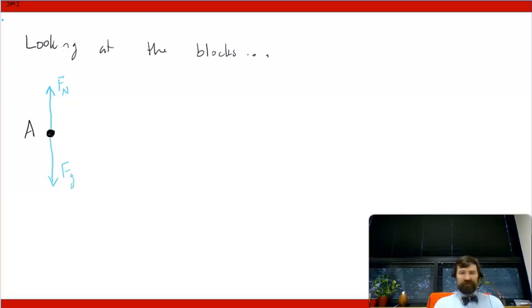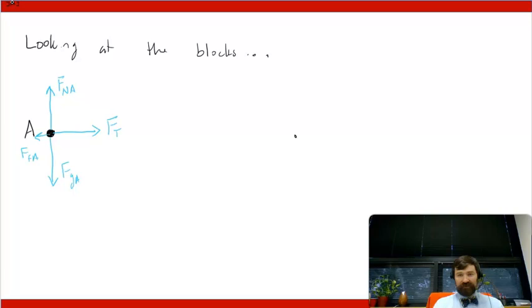There might be friction, although we can treat it like a frictionless surface. We don't care in this particular problem. And then there is this force of tension towards the right. I'll draw a friction force just for the heck of it. Force of friction on A, force of gravity on A, normal force on A. Force of tension is just Ft in this case.